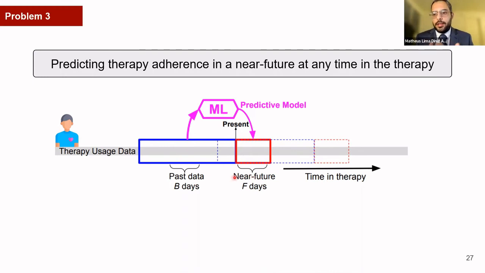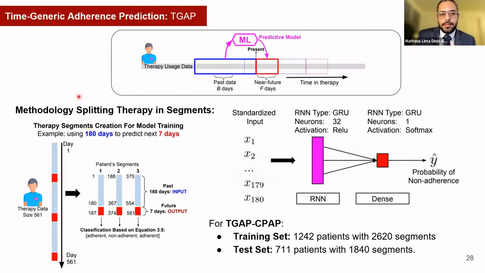And this near future can be the next 7 days or the next month or next 30 months. It's a parameter of this model, of this approach. And the amount of data that we give to the model is also another parameter. This is what I call the TGap, the time generic adherence prediction approach. And how can I train a machine learning model that does this?